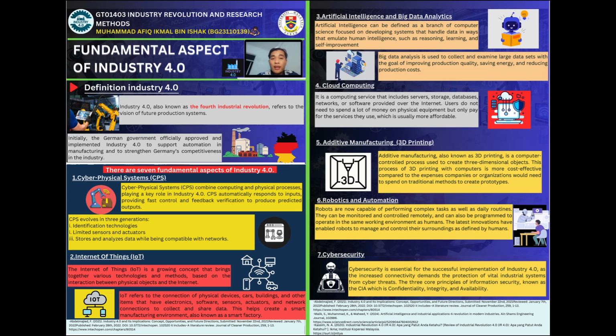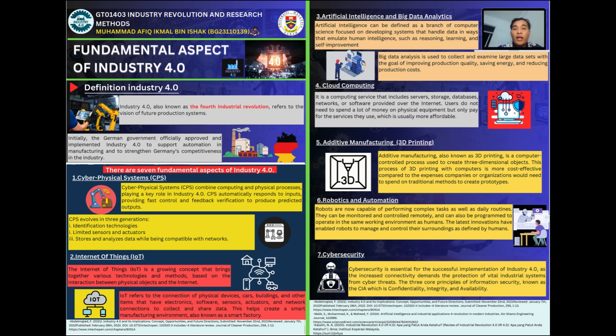The second aspect is the Internet of Things, or known as IoT. IoT is a growing concept that brings together various technologies and methods based on the interaction between physical objects and the Internet. IoT refers to the connection of physical devices, cars, buildings, and other items that have electronic software, sensors, and network connection to collect and share data. This helps create a smart manufacturing environment, also known as smart factory.